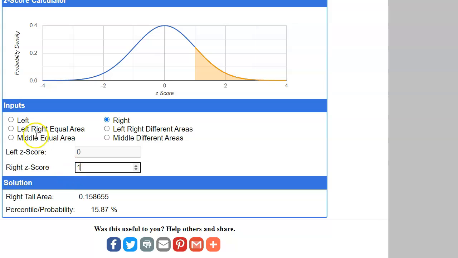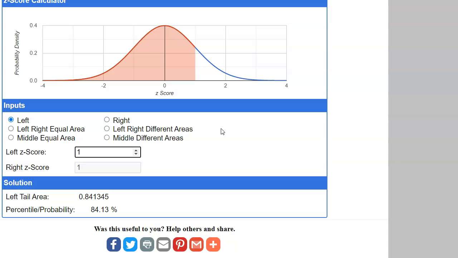If I'm wanting to know the area to the left of that, again, it's just going to reset and prompt me. I'm going to go ahead and put 1. Again, we see that's 84.13%. What's the probability of getting a z-score below 1? 84.13%. And you know this is 50%, and then this was our estimate of 34%. Now we're finding the exact percentage.